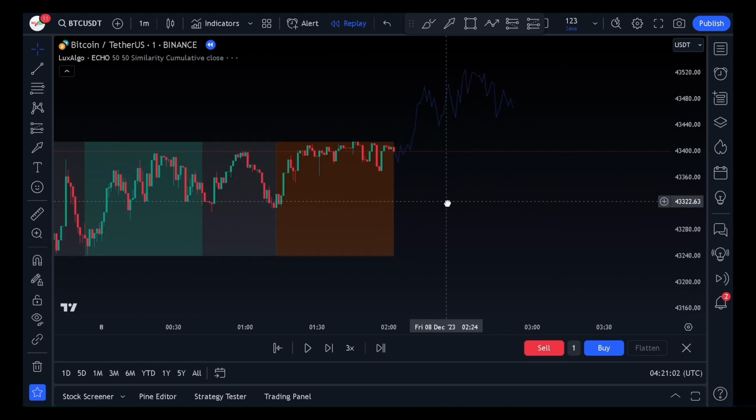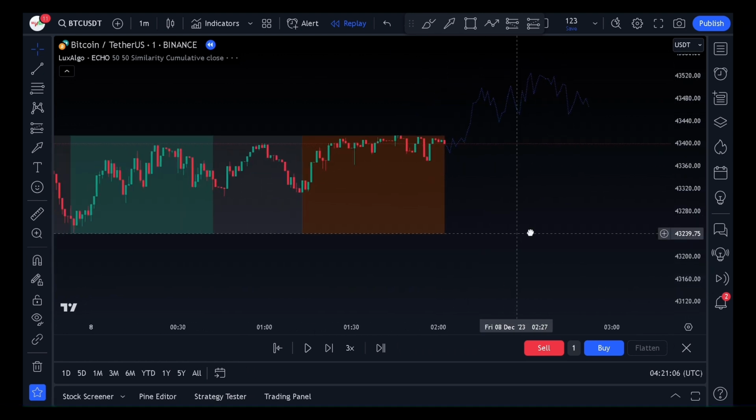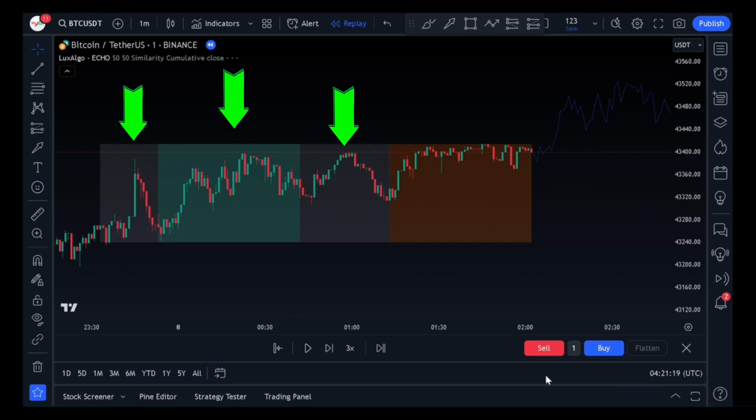I'll not go over the math behind the workings of this indicator because that's not going to make you money. But here is a simplified version of how the indicator works. You see this orange rectangle here? This is called the reference window, this green one in between. The gray area is called the forecast window, and these gray rectangles are called the evaluation window. Together with the forecast window, they make up what they call the total evaluation window.